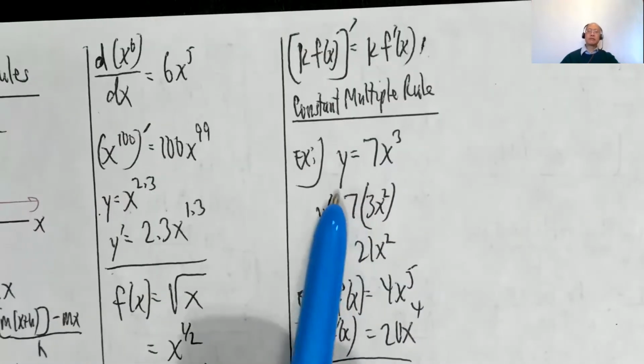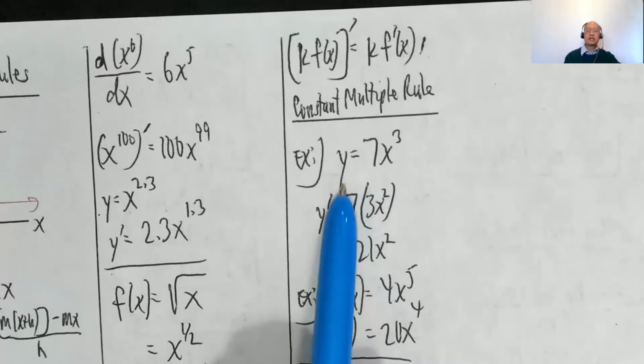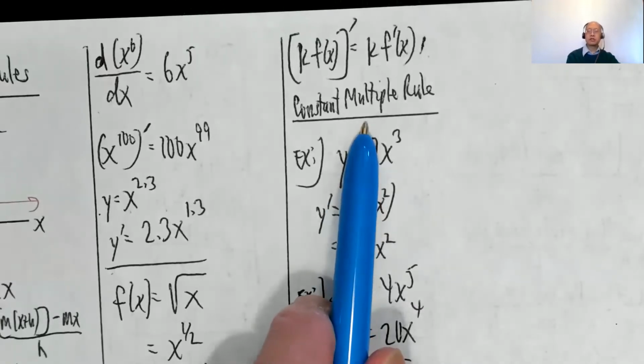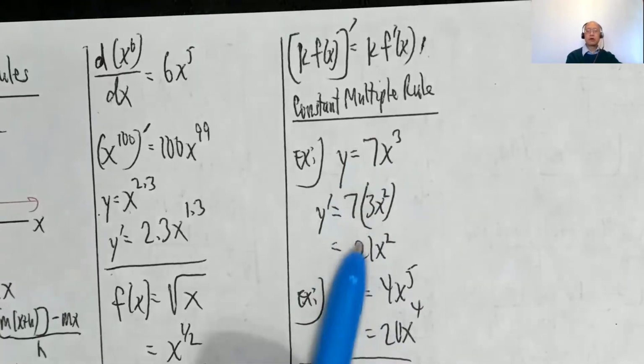Summarizing, the derivative of a constant times a function is the constant times the derivative of the function. So for example, if you want the derivative of 7x cubed, it's just 7 times the derivative of x cubed, which is 3x squared. 7 times 3 is 21x squared.